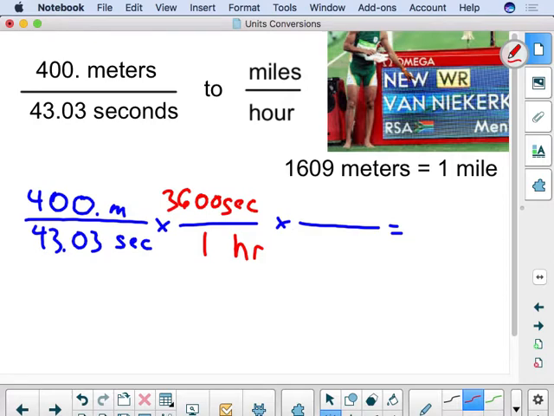What's the other conversion I need to do here? Meters to miles. What's going to go where? Meters goes on top? Guess again. Miles goes on top. I have meters in the top over here, so I'm going to put meters down below to cancel it out, and then put miles up top. Where does my 1,609 go? On the bottom. It is 1 mile for 1,609 meters.